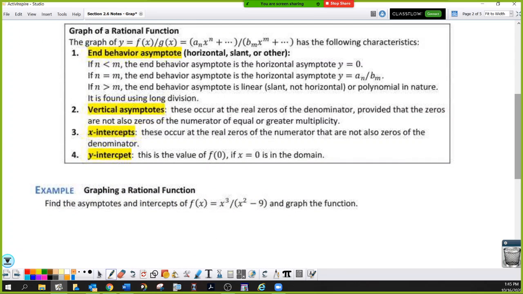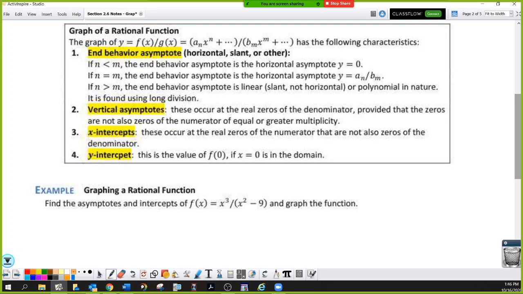Graph of a rational function has these characteristics. First of all, I am no longer going to say horizontal asymptote. Instead, I'm going to say end behavior asymptote, because a horizontal asymptote is an end behavior asymptote. A slant asymptote, also known as oblique, is an end behavior asymptote. And then there are other end behavior asymptotes that are polynomial in nature, but they're all end behavior asymptotes. From now on, they will be henceforth known as EBA, end behavior asymptote.